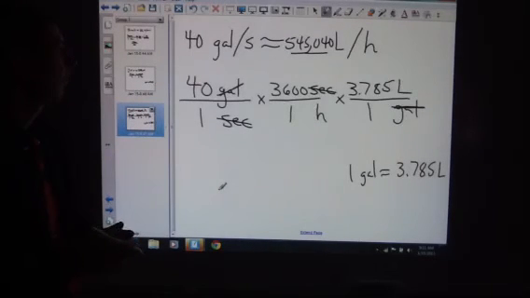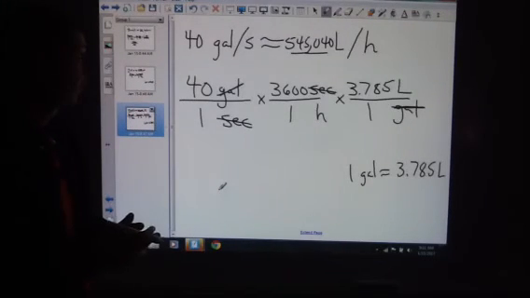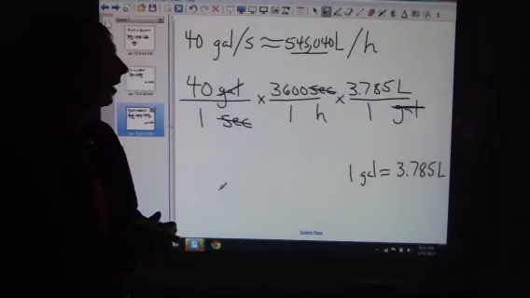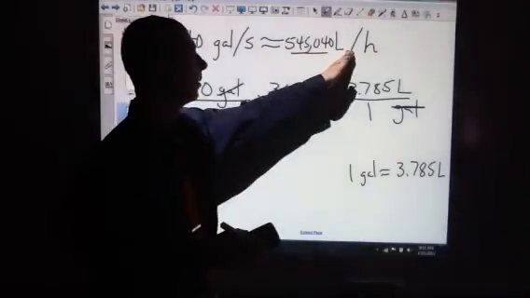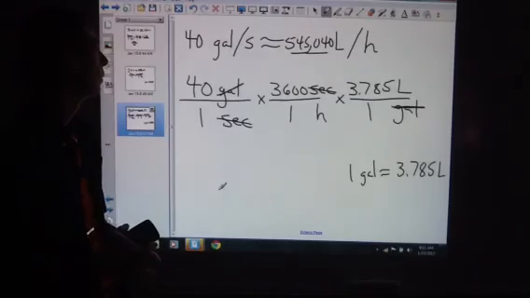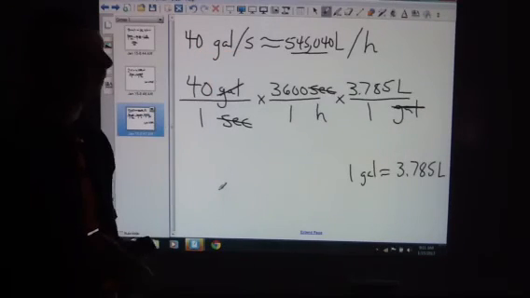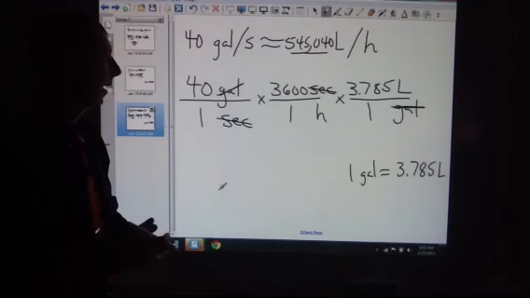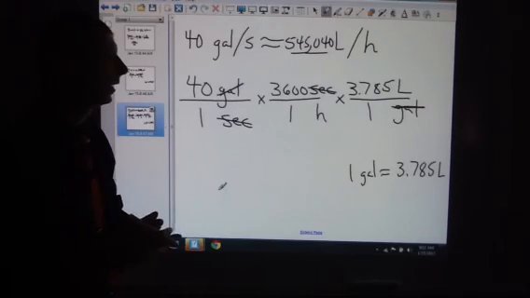It would be 545,040 liters per hour when we look at 40 gallons per second. So that's the process for solving that. Hopefully this was helpful.